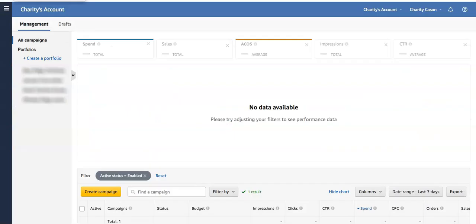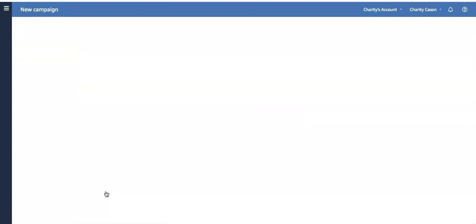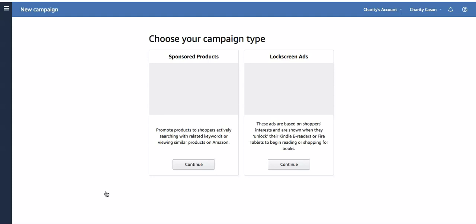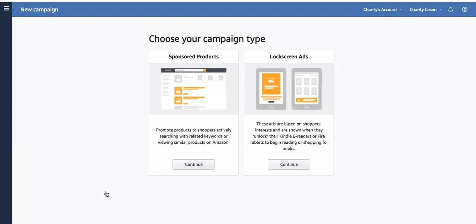Okay, so we're back here, and this is assuming that you have already set up your Amazon advertising account, which you should be able to do pretty easily. And the first thing that you would do is you would come over here and click on the Create Campaign button. Now, when you create the campaign, you're going to be presented with two different types of ads. You have sponsored products, which is what I just showed you, and then you have lock screen ads.